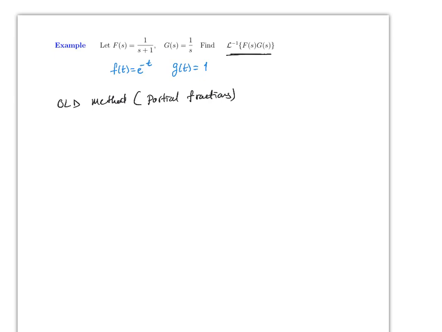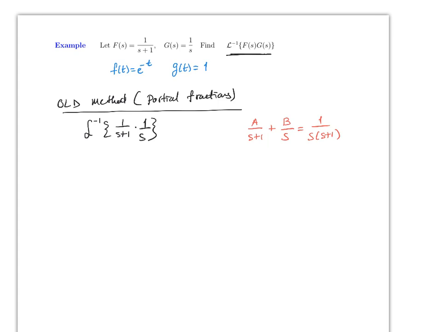All right, so then for the old method, you want to find the inverse Laplace transform of 1 over s plus 1 times 1 over s. So if we do the partial fractions, this will be a over s plus 1 plus b over s, and this should equal 1 over s times s plus 1, or s plus 1 times s. Once you solve for this, and we have done this multiple times, b will be 1 and a is negative 1, so you should check on that.